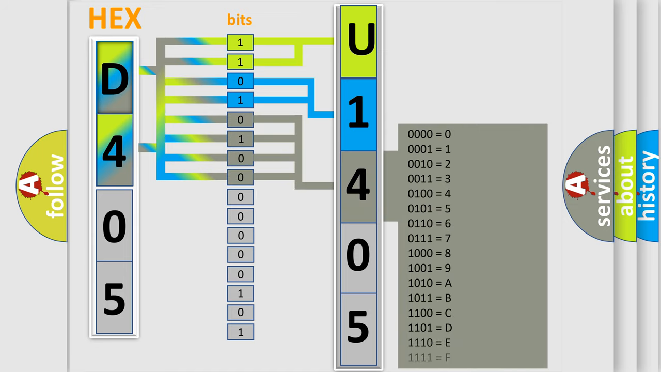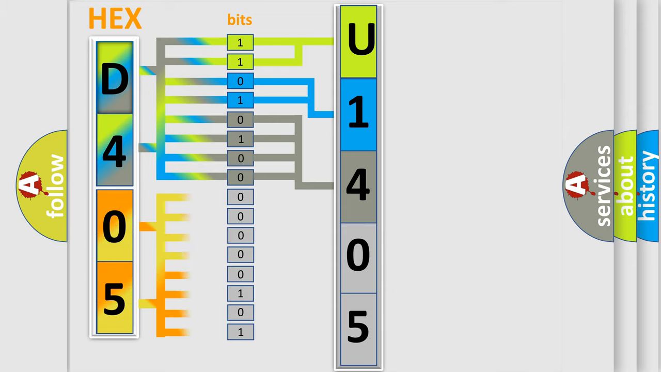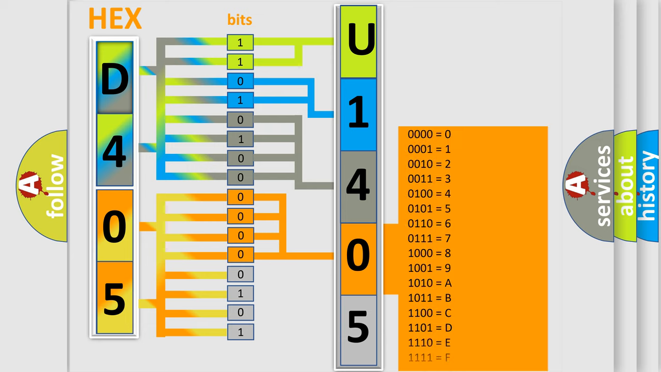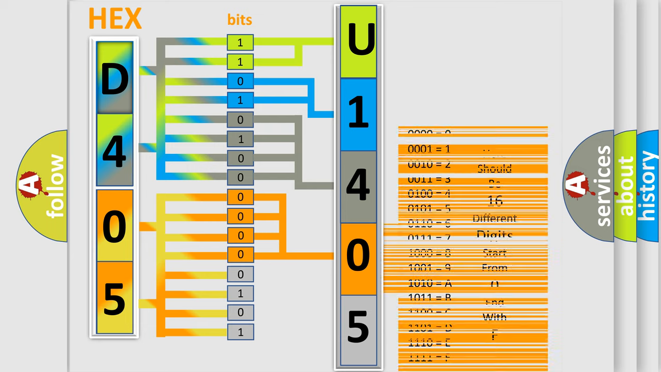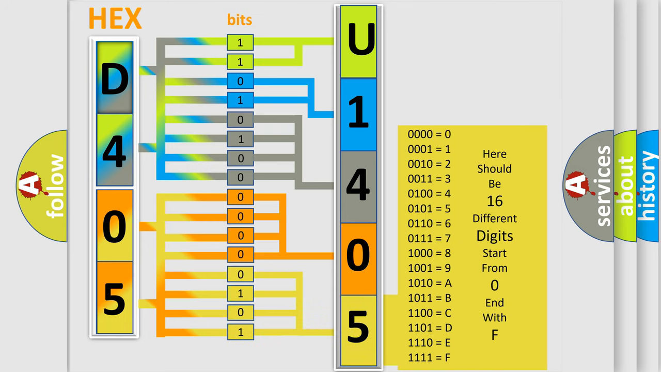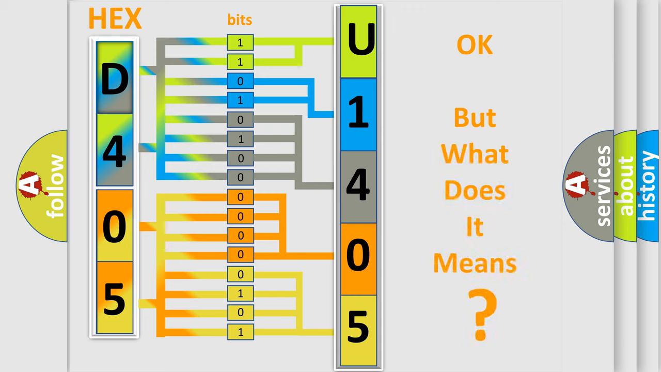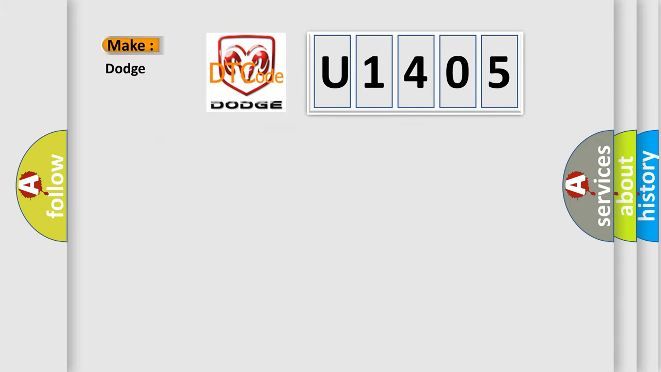The second byte is composed of a combination of 8 bits. The first 4 bits determine the fourth character of the code, and the combination of the last 4 bits defines the fifth character. A single byte conceals 256 possible combinations. We now know in what way the diagnostic tool translates the received information into a more comprehensible format. The number itself does not make sense to us if we cannot assign information to what it actually expresses. So, what does the diagnostic trouble code U1405 interpret specifically for Dodge car manufacturers?